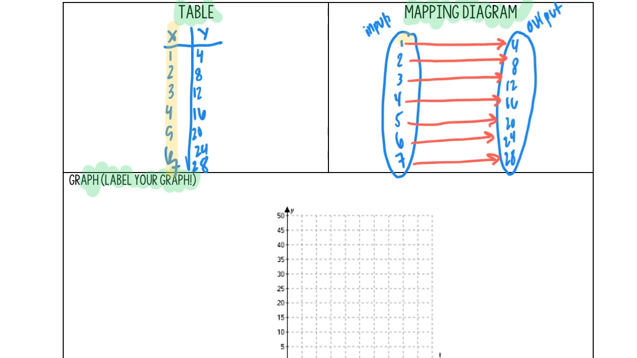Now, again, if you were trying to look at this and determine if it was a function or not, you would look at your inputs. You would want to make sure that each of these inputs only has one arrow coming from it. We do not care about the outputs to determine if it's a function. We only care about the inputs.